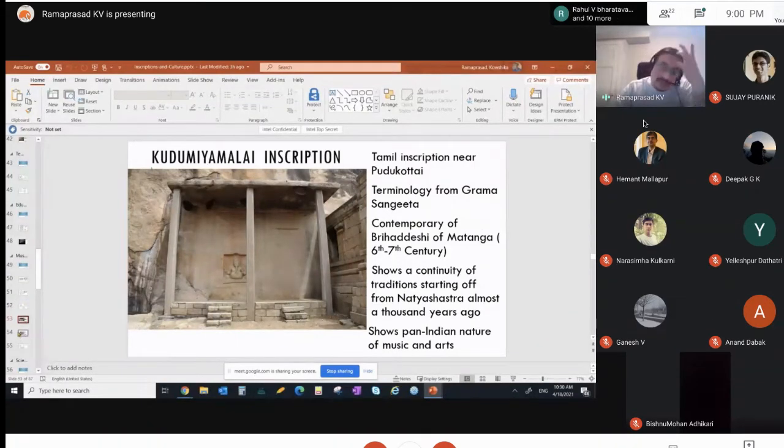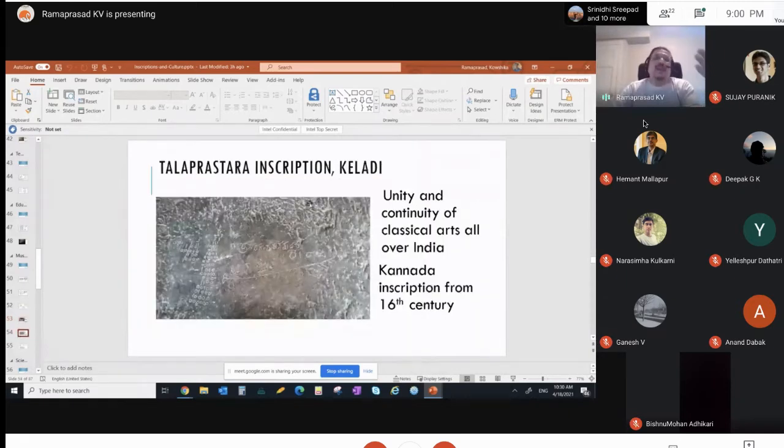It's probably written somewhere in North India, but we just can't say. Some people say Kashmir, but I haven't seen a specific reason to believe that it is from Kashmir. Here is a similar inscription from Keladi. This is not very detailed, but it's called the Tala Prasara inscription.